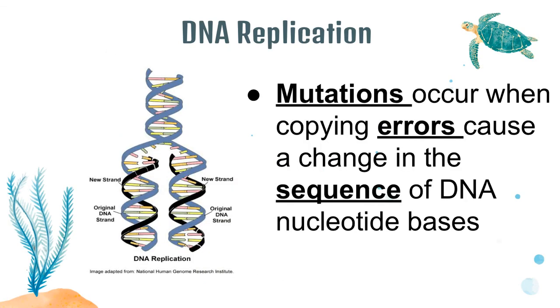So, like I said, DNA polymerase normally checks for copying errors, but sometimes it misses those copying errors. And these copying errors are called mutations. And mutations are a change in the sequence of DNA nucleotide bases. So for some reason, something does not get copied properly, and it creates a mutation or an error. And we're going to talk a lot more about mutations and errors in DNA replication as we move on through this class.